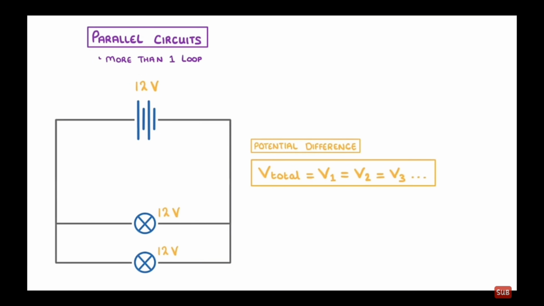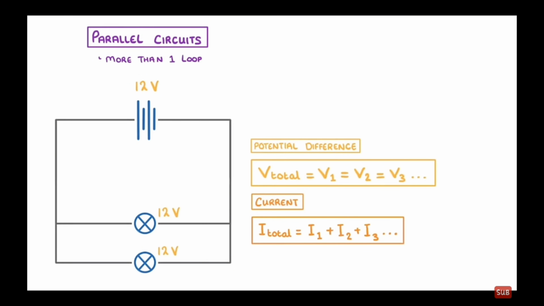The next thing to know is that the current is shared between all of the loops. So if this circuit with two loops had a total of 4 amps flowing through it, then it could be that there were 3 amps flowing in the first loop and 1 amp through the second, or it could be equally split and have 2 amps flowing through each loop. Either way, if we add the currents in each loop together, it will always add up to the total current of the circuit, in this case 4 amps.